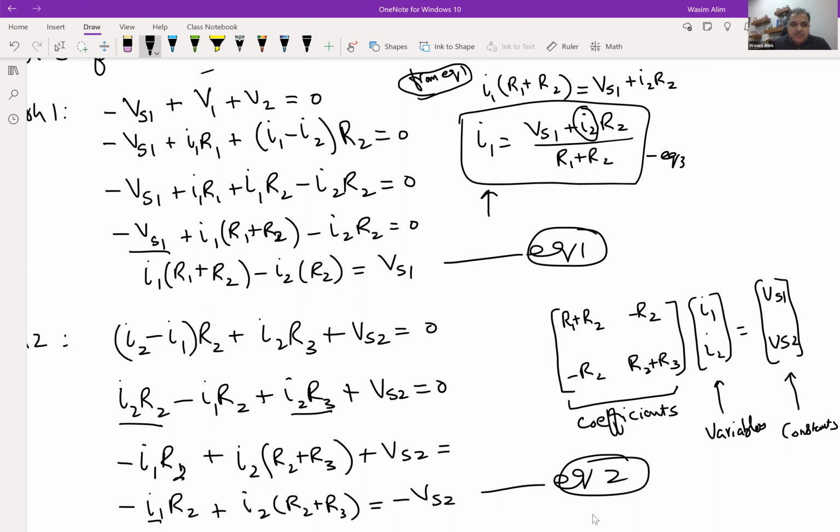Are there any questions about the mesh current technique as far as setting up the equations from the circuit? No. Okay, I think once you solve some additional examples, right now it's just introduction of the topic, so obviously there'll be some more clarity needed. So once you see some examples, hopefully that will make more sense.